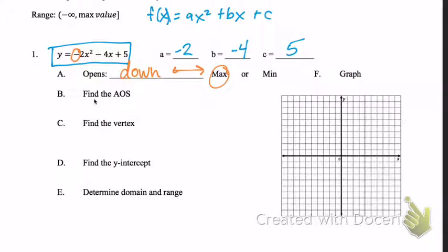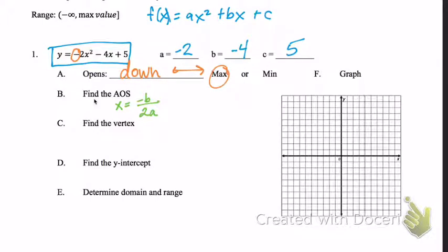For part B, it says find the axis of symmetry. That's what AOS stands for. Now, this is a formula that you do have to memorize. It is x equals negative b over 2a. An axis of symmetry is like, imagine taking the picture that you see of the parabola to the left and folding it in half. It is that vertical line that cuts it in half.